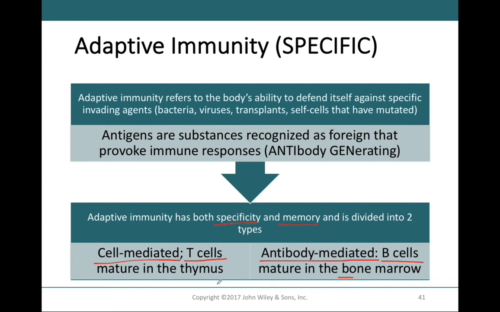T cells are going to be released from the bone marrow as immature T cells. They will migrate to the thymus, and thanks to thymosin and thymopoietin, our two major hormones that come from the thymus, the T cells will mature here and eventually be released from the thymus as mature T cells.